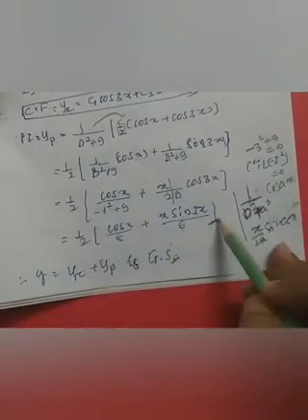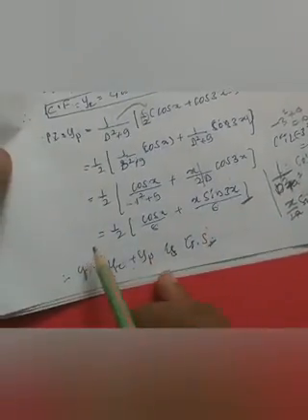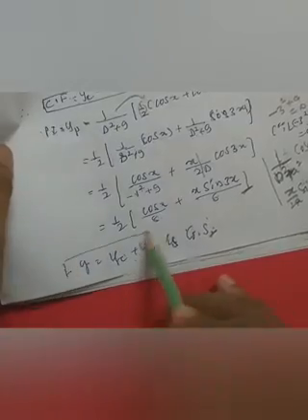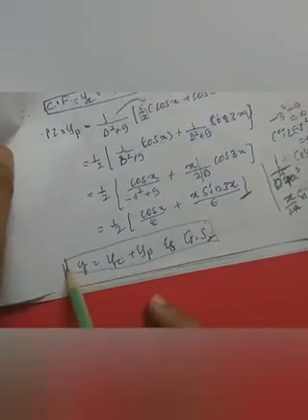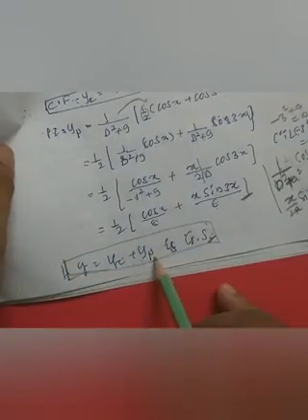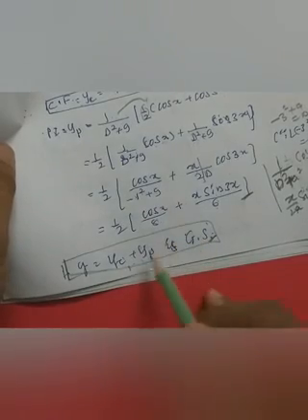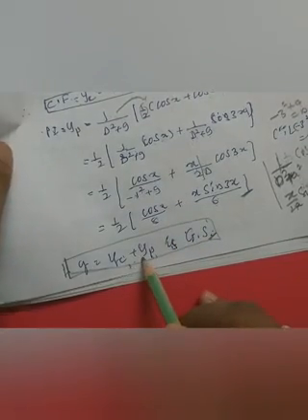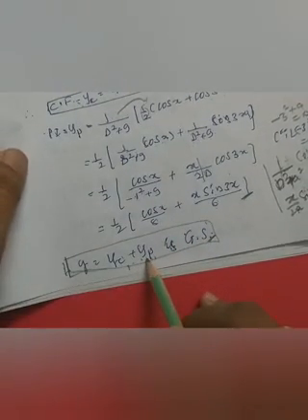So this is not the final answer. At the end, to avoid losing 1 mark in the examination, write the general solution as CF plus PI, or yc plus yp. Completely you have to put the values there, at least write down this one.